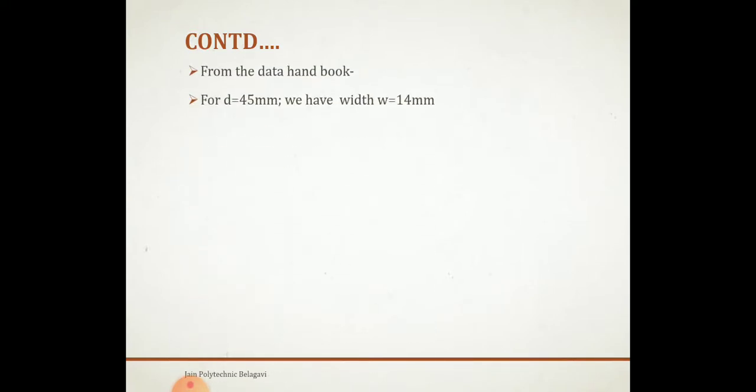Yes, now D is equal to 45 mm, that is given in the problem, correct? And now for D equal to 45 mm, we will have the width equal to 14 mm, thickness equal to 9 mm, and length of the key equal to 75 mm, which is already mentioned in the problem. Next, we have to check the stresses for the key. We have to check here whether the design of the key is safe or not.